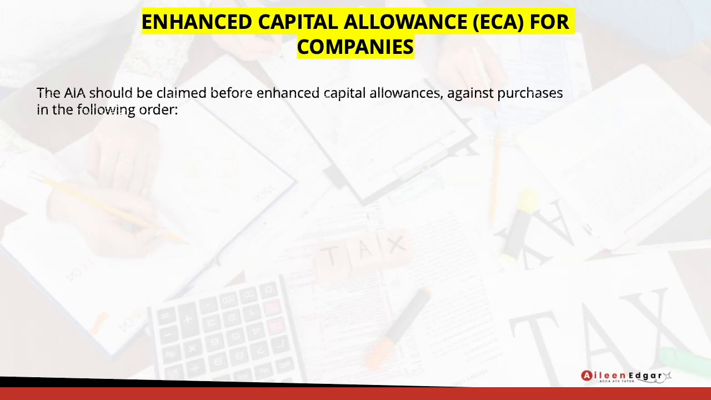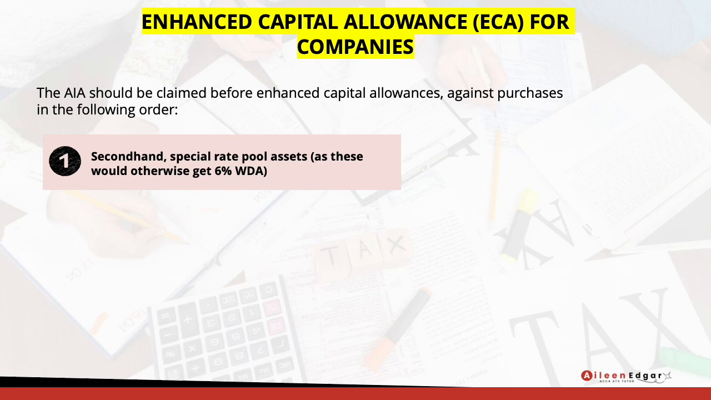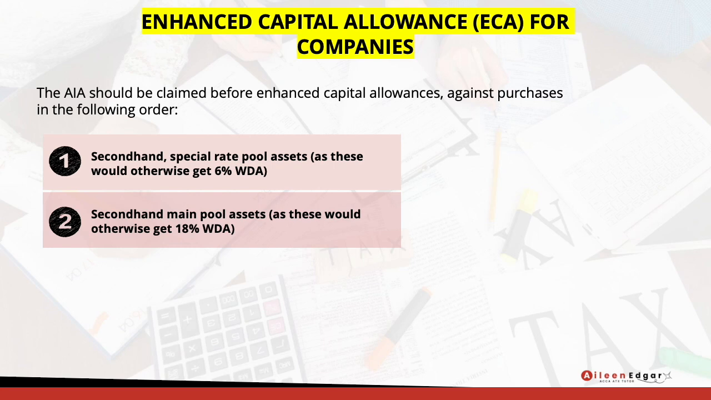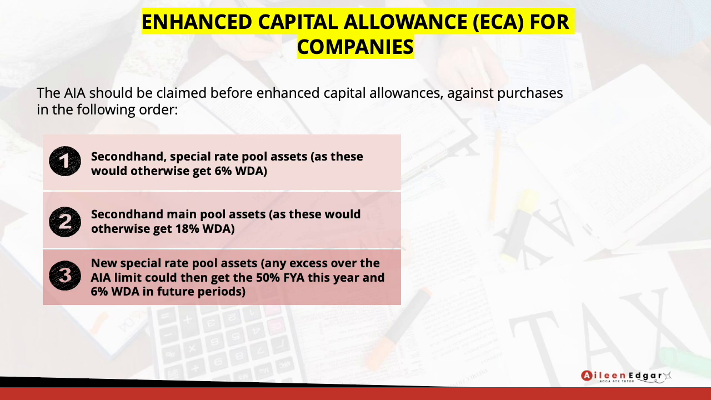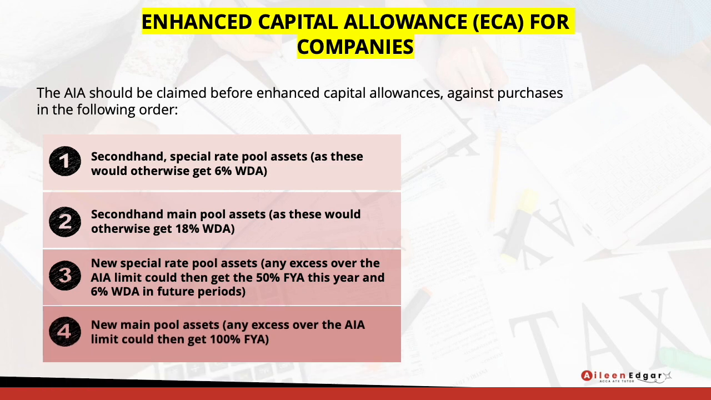So the AIA should be claimed before enhanced capital allowances against purchases in the following order. Go for second-hand special rate pool assets first of all, as these would otherwise only get 6%. Then second-hand main pool assets, because otherwise they'd only get 18%. New special rate pool assets, but only if there is an excess over the AIA limit, would we then look at the 50% first year allowance this year, and then in future we'd have the writing down allowance of 6% on that balance. Then we'd look at new main pool assets.